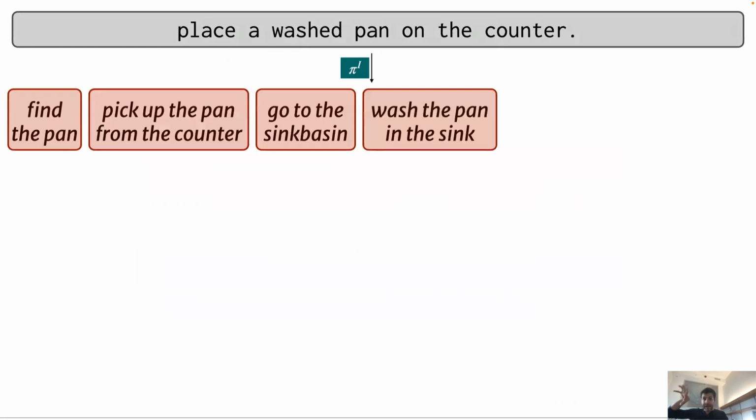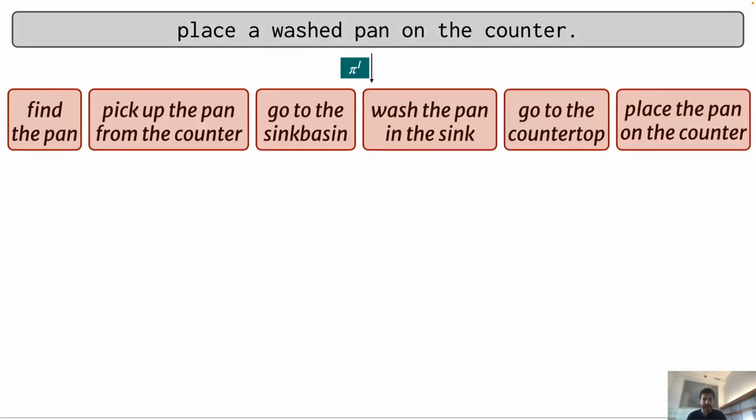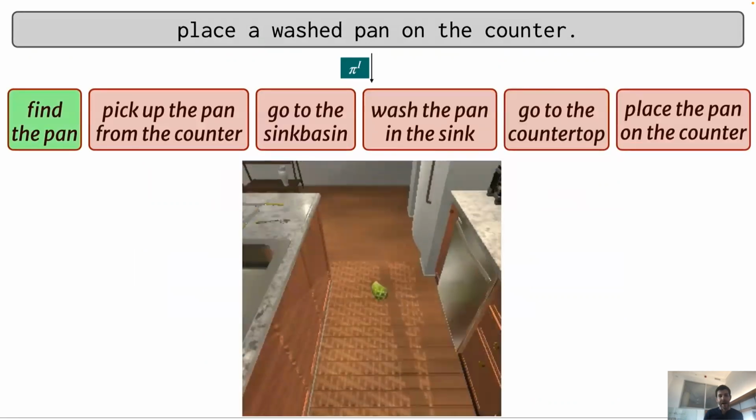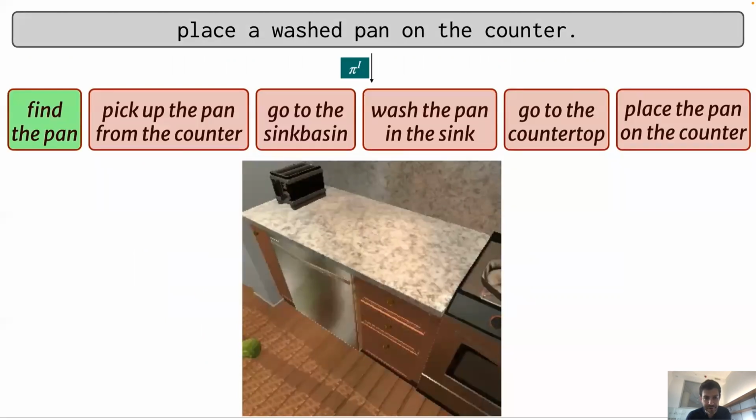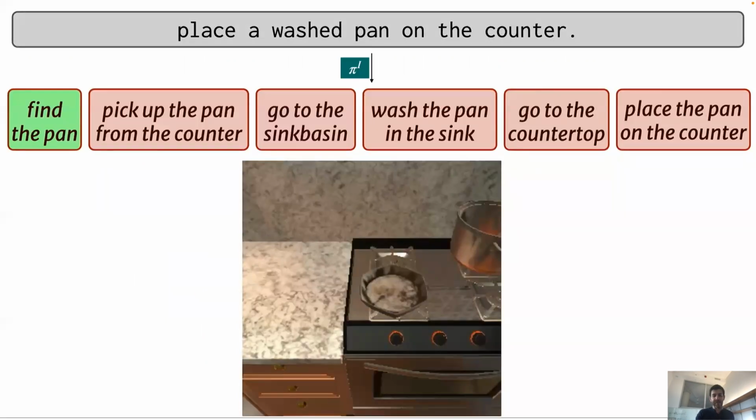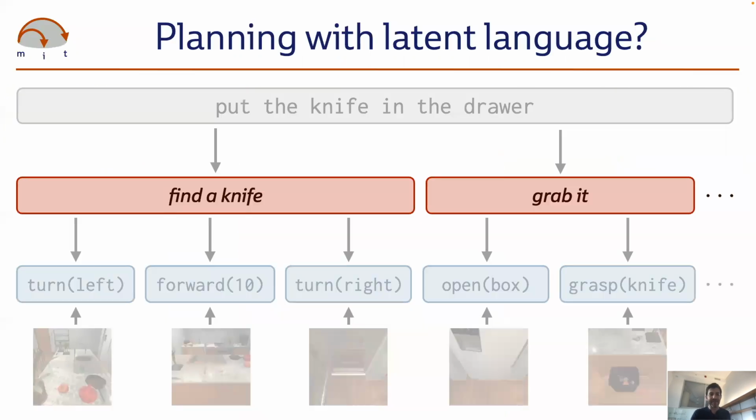And maybe more importantly, here's what this model is able to do at test time. It can generate its own natural language plan description from a high-level goal, like place the washed pan on the counter, and, apologies for the low-res video, go out into the environment and execute this natural language plan that it generated for itself.